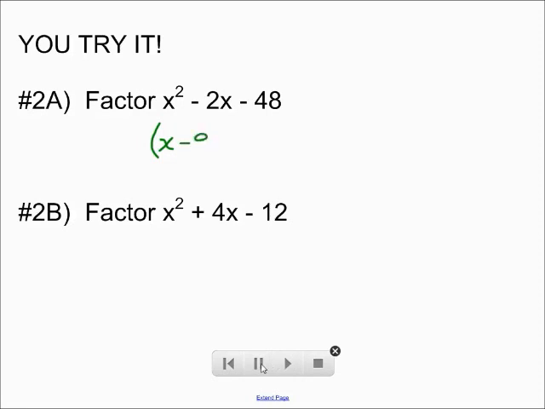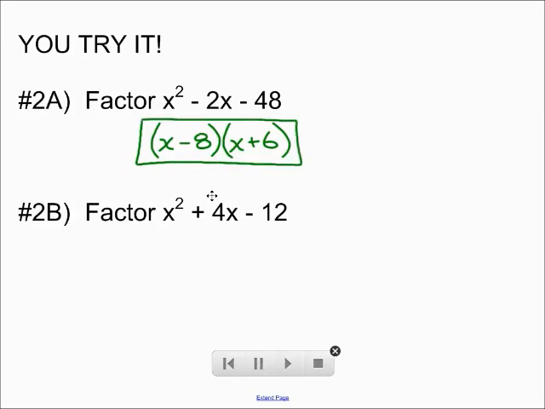Okay, so we're looking for factors of negative 48 that add up to negative 2. Okay, negative 8 and positive 6 do the trick, because negative 8 times 6 is negative 48. Negative 8 plus 6 is negative 2. A real common mistake here is that people put positive 8 and negative 6. But positive 8 and negative 6 would add up to positive 2, not negative 2, so be careful with that.